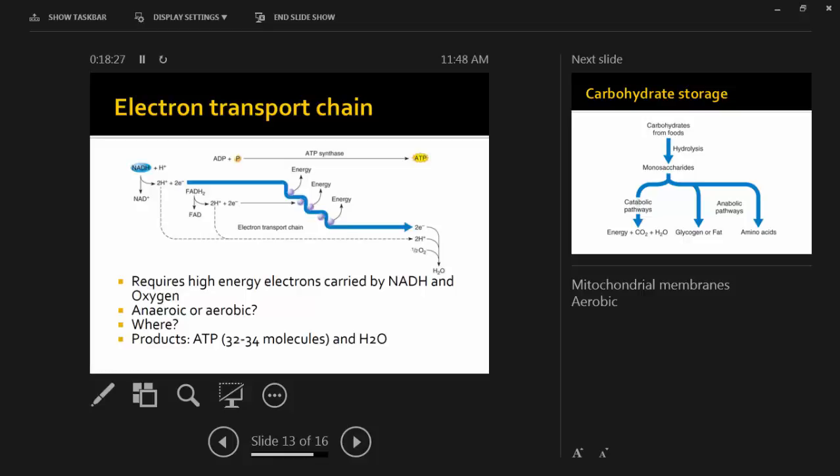I'm not going to go into great detail, but trust me when I say that what basically happens is that the electrons get passed along a chain. They get transported through this chain, and every time the transport takes another step, it releases more energy. Eventually, oxygen is the final electron acceptor, and it produces a molecule of H2O. So the products from this final breakdown of the glucose that we started with in the beginning in the electron transport chain are 32 to 34 molecules of ATP and water.